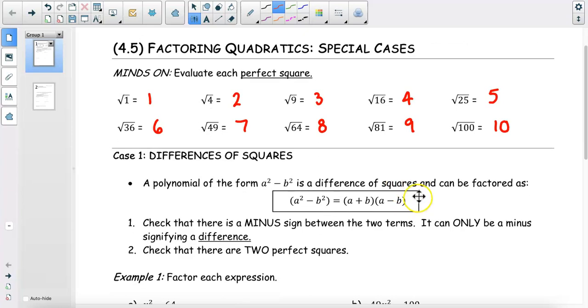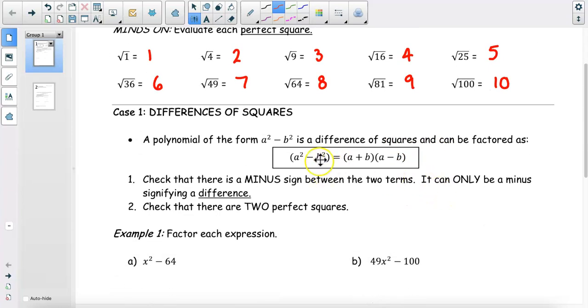So the first case we're going to look at is the difference of squares. So a polynomial that has the form a squared minus b squared, you can see there are two terms here. Okay, this is the difference of squares and can be factored as a squared minus b squared, and that's going to equal a plus b, a minus b.